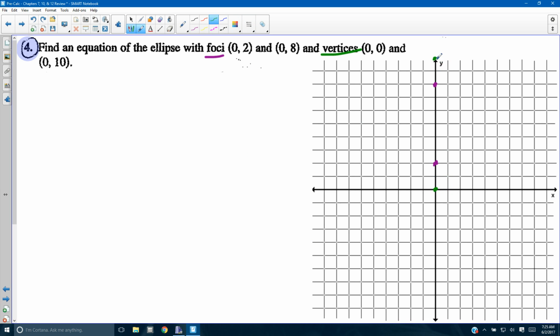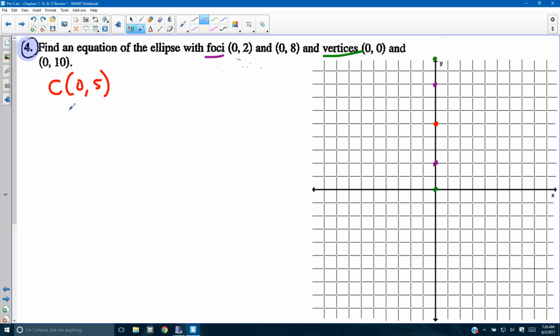The center, well, okay, first of all, vertices is in reference to the major axis. Co-vertices would be in reference to the minor axis. The center, oh, and also by major axis, foci are on the major axis. The center is going to be in between these things, either between 0, 2, and 0, 8, which is 0, 5, or between 0, 0, and 0, 10, which is also 0, 5. So the center is at 0, 5, and the reason I need that is because I need an equation.